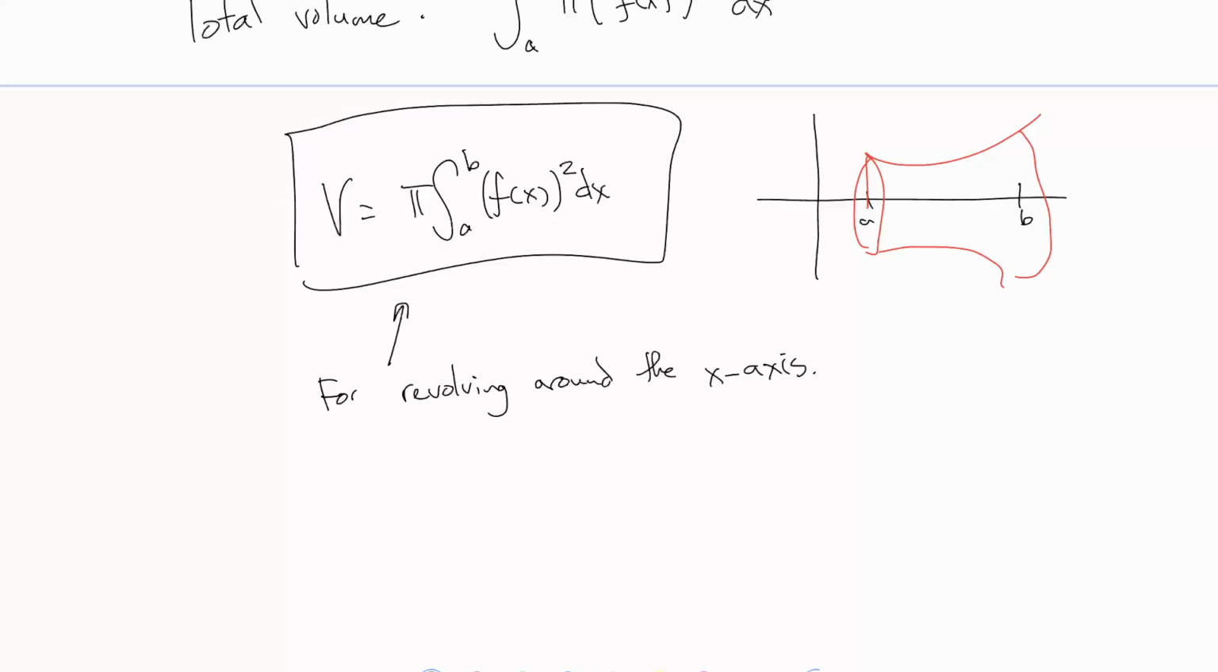We're actually going to do some variations of this which revolve around a different, say, horizontal line, or perhaps even revolving around a vertical line, and you'll have to modify the formula a little bit in those other scenarios. But anyway, this is the simplest version of the volume of revolution formula. This is for revolving a function around the x-axis.